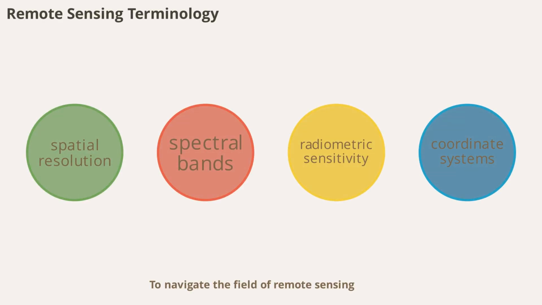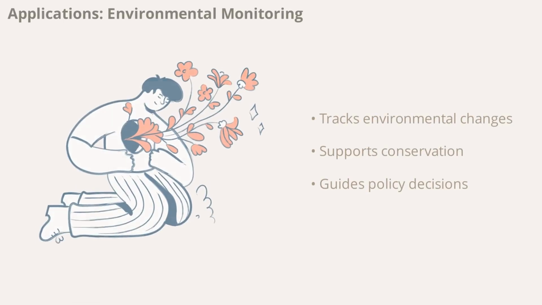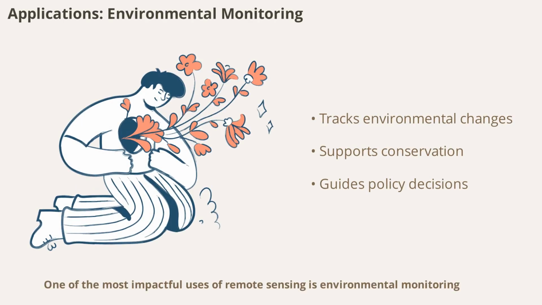To navigate the field of remote sensing, it's important to understand key terminology. Terms like spatial resolution, spectral bands, radiometric sensitivity, and coordinate systems are foundational concepts. Familiarity with these terms enables users to interpret data correctly, communicate effectively with experts, and apply remote sensing techniques to real-world problems. One of the most impactful uses of remote sensing is environmental monitoring.